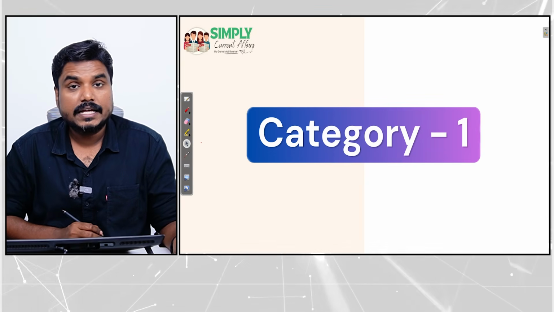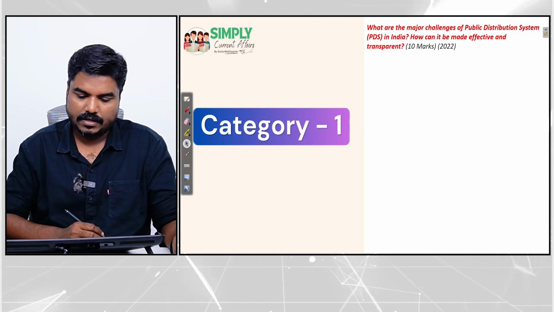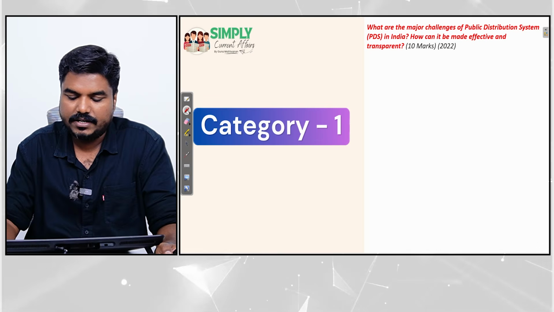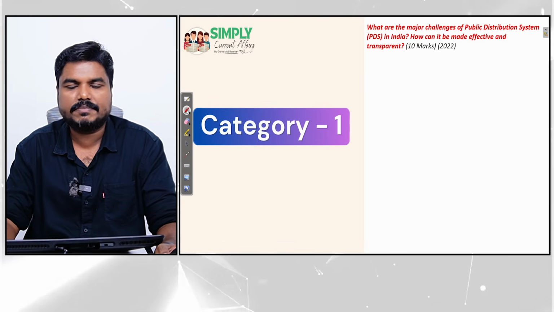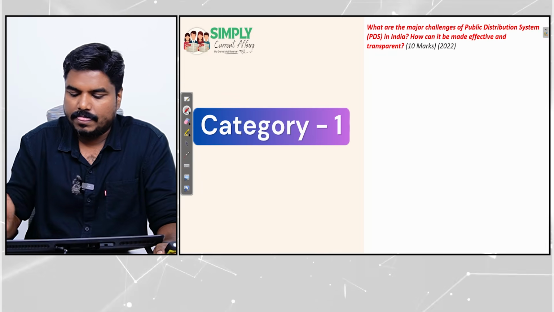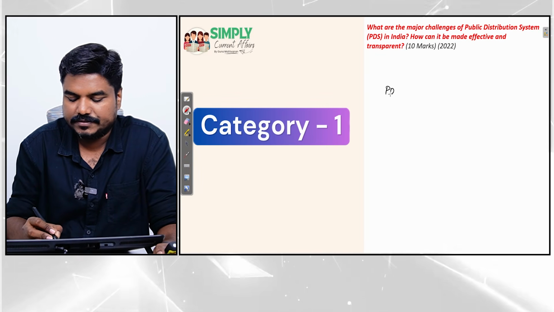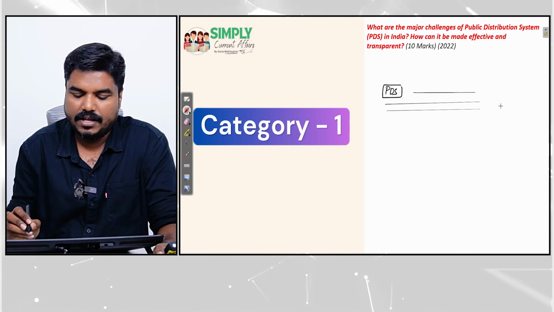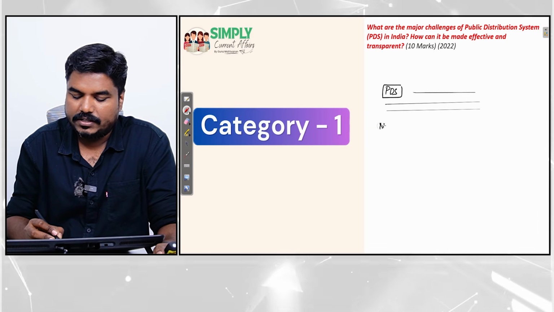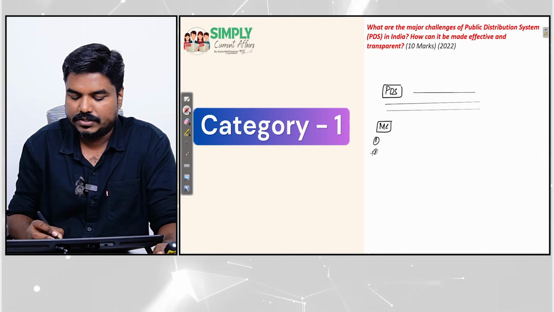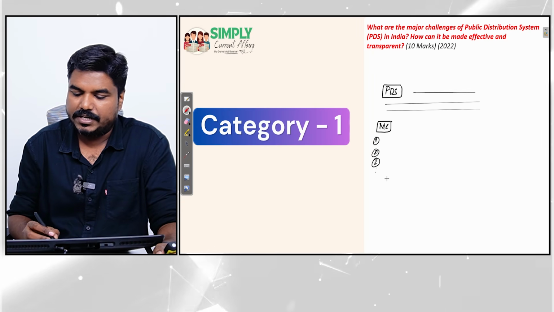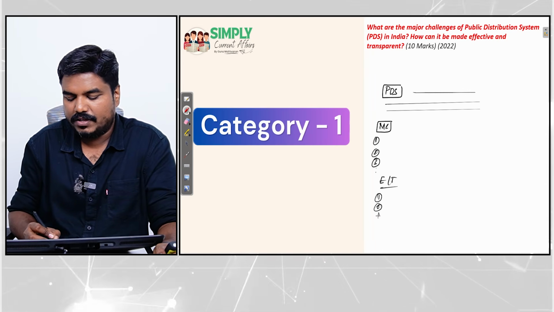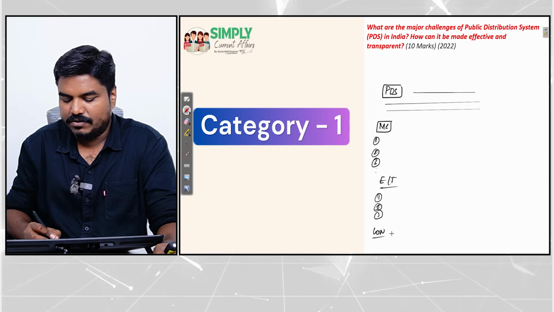So we are going into category 1. Look at the question: What are the major challenges of the public distribution system in India? How can it be made effective and transparent? Usually what students do is they define PDS for a couple of lines. Then they put a subheading, what are the major challenges, 1, 2, 3. They put another subheading, how it can be made effective and transparent, 1, 2, 3 or 4, 5 points, whatever. Then they go for a conclusion.